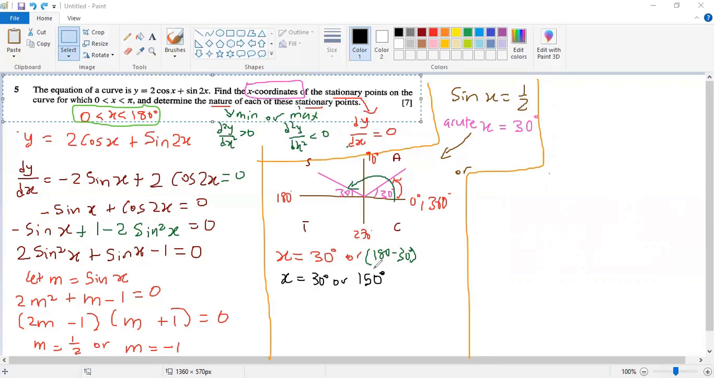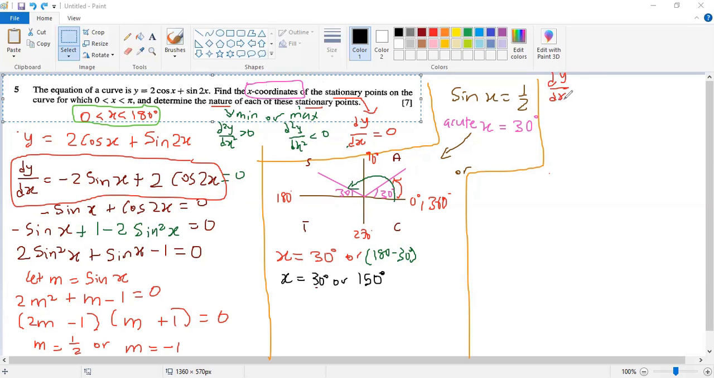So now X is either 30 degrees or 150 degrees. So we want to determine the nature of each of these stationary points. These are the stationary points. But they're not asking for the y coordinates, so I'm not doing that part. Let's take note carefully. So for the nature when x equals this, we need to do a second differential. So from the dy/dx, which I'm going to box now, this part from here to here, look at the dy/dx here. I'm just going to copy it up here.